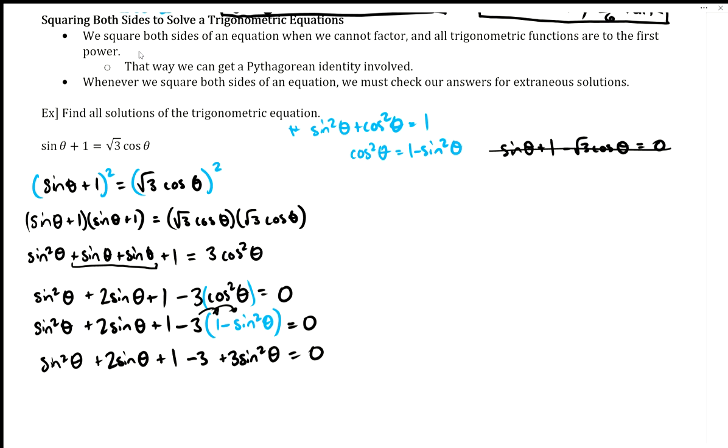Okay, so combining the like terms, I've got a sine squared of theta plus 3 sine squared of theta. So that's 4 sine squared of theta. And then I also do have, well, let's get the plus 2 sine theta just written. And then I also do have plus 1 minus 3. That would be minus 2 equals 0.